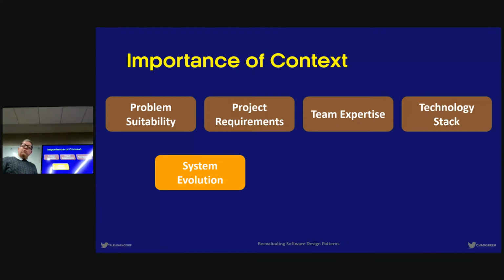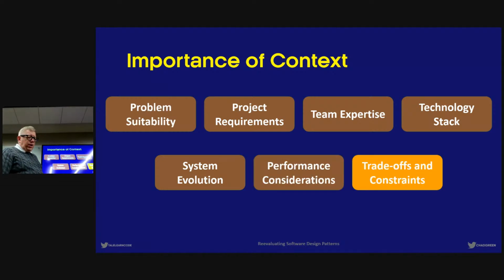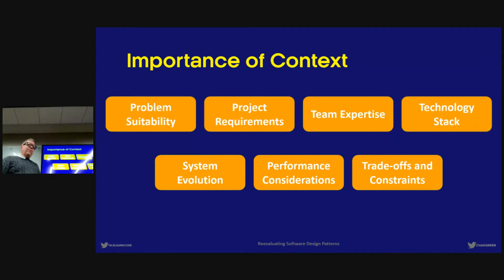You need to think about how your system evolves, and make sure you don't get yourself caught up in a problem because of a decision you made. What are your performance considerations? Like I said, the observer pattern is awesome, but it can definitely cause you performance issues, because all of a sudden all these things are reacting to events, and if there are a lot of events firing off, that could cause issues. Those are the things you want to think about. And then finally, what are the trade-offs? What are the constraints? You really need to think about all these type of thoughts.